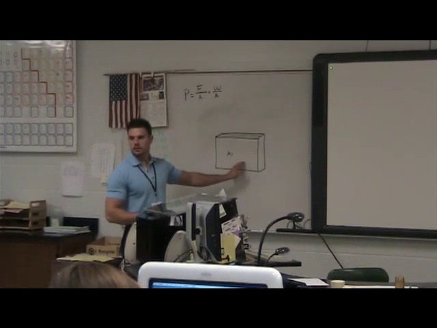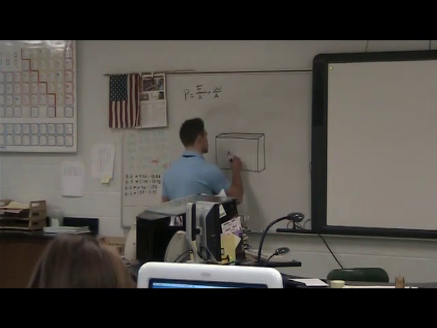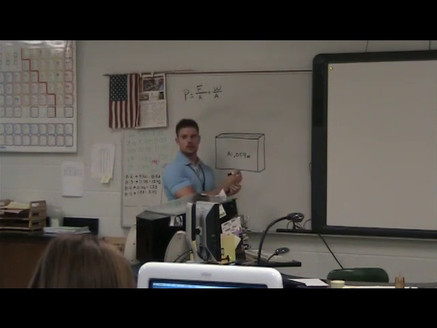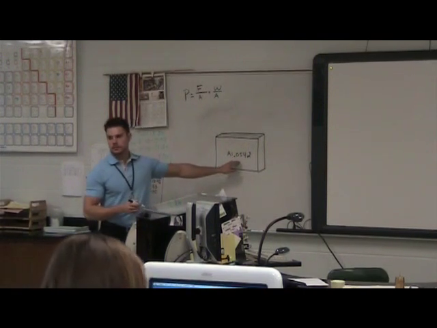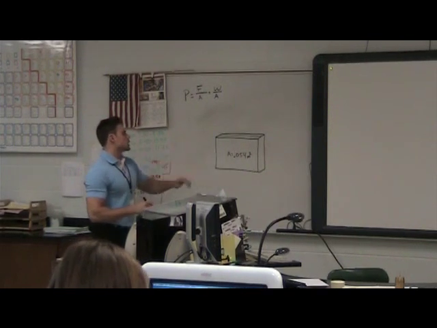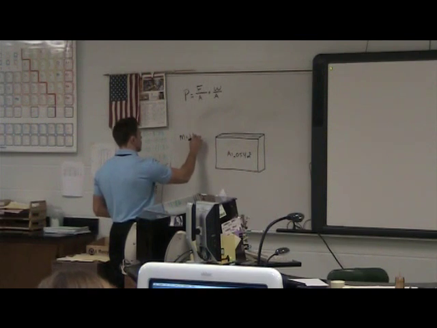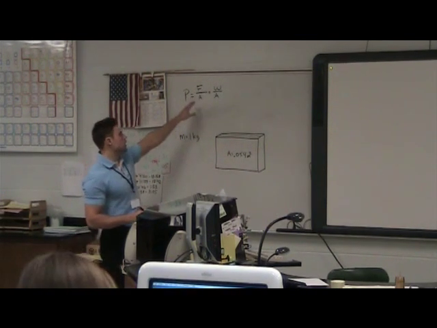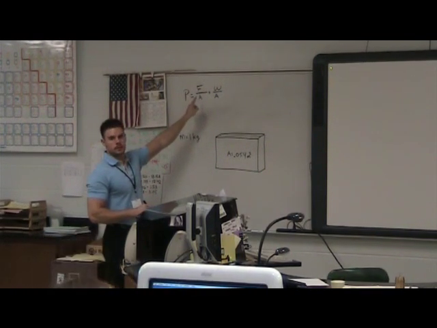Alright, so what did you get for the area? 0.054 meters squared. Does everyone agree with this? Good. So now we're going to assume that the mass of your book is 1 kilogram. We have the area, we're trying to find the pressure. So how do we find the force to get the pressure?